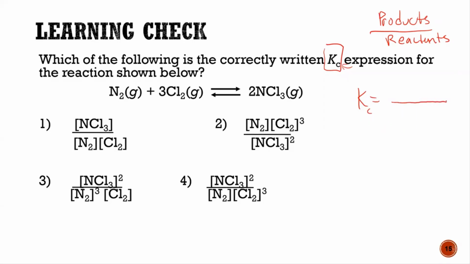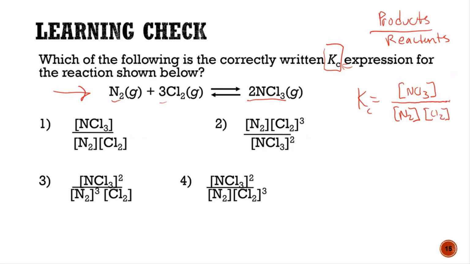So now I have to be specific for this reaction. What are my products? Nitrogen trichloride. I put that in brackets because that represents concentration, molarity. And there are no other products. So what goes in the denominator of this quotient? The reactants. I have two reactants, so I'm going to put them: nitrogen is one, and chlorine is another.